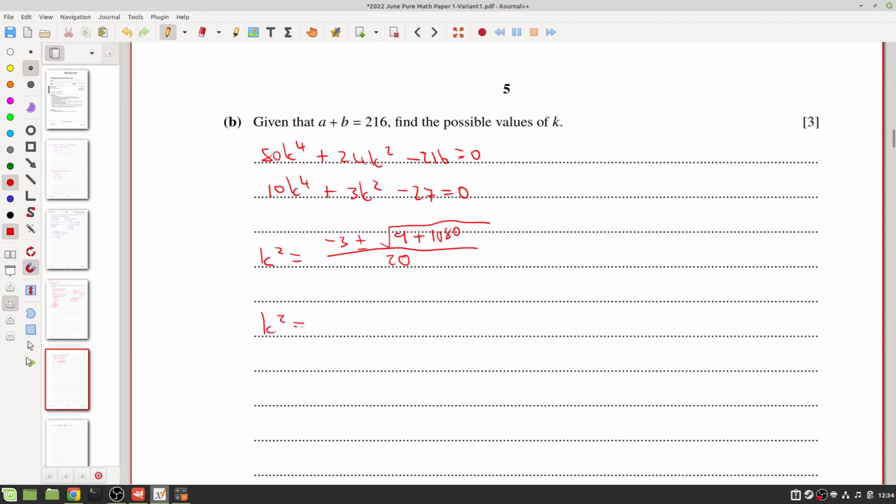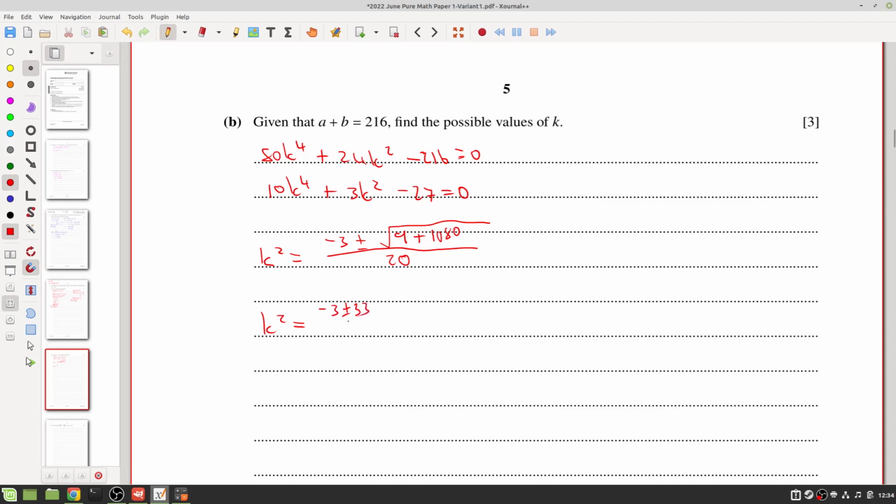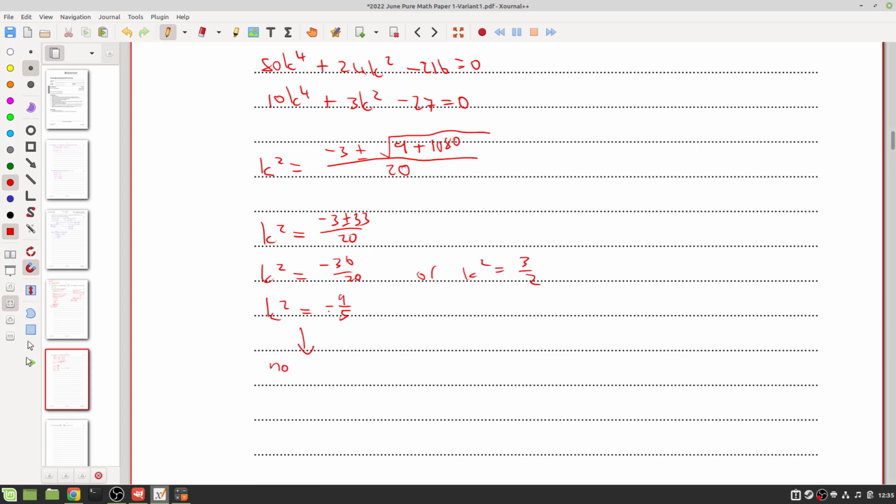Alright, so that gives us k squared equals negative 3 plus or minus, let's check, the square root of 1089 is 33. So we've got negative 3 plus or minus 33 over 20. That gives us k squared equals negative 3 minus 33, which is negative 36 over 20, or k squared equals negative 3 plus 33, which is 30 over 20, which is 3 over 2. And this one, you can simplify a little bit further. You can divide both of these by 4, so negative 9 over 5. Okay, now this one, no real solutions, because taking the square root of a negative number will not suffice, so no real solutions here.